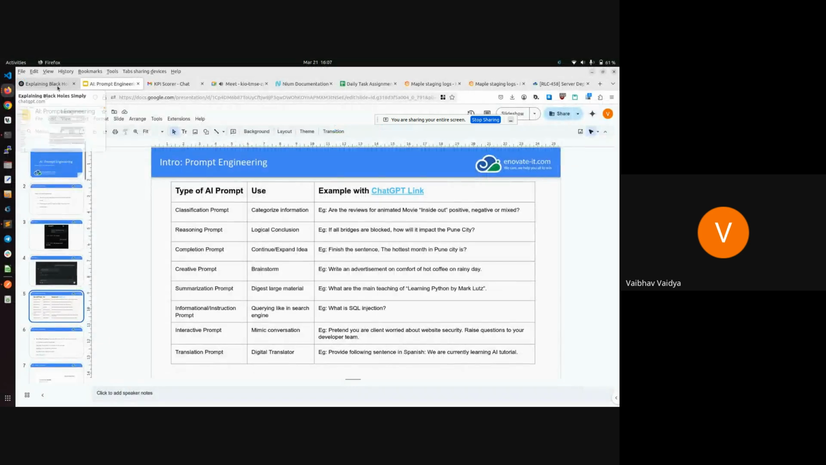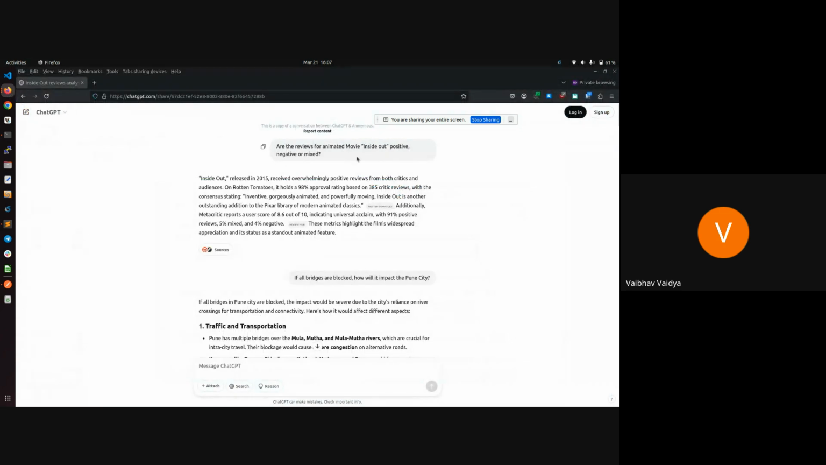We check this. Again, we open this link. Okay. It will tell us that Inside Out, released in 2015, holds a 98% approval rating based on 385 critic reviews. So it has summarized all the information and given us a final output. The overall category of it is positive.